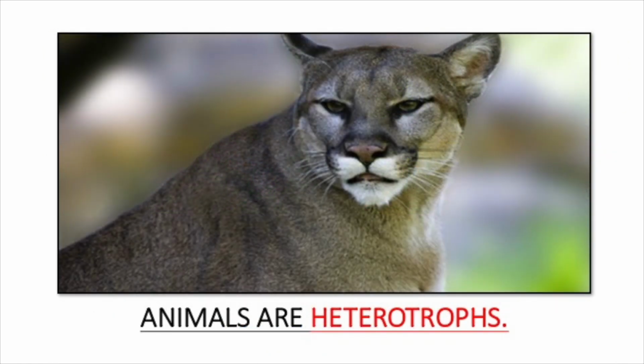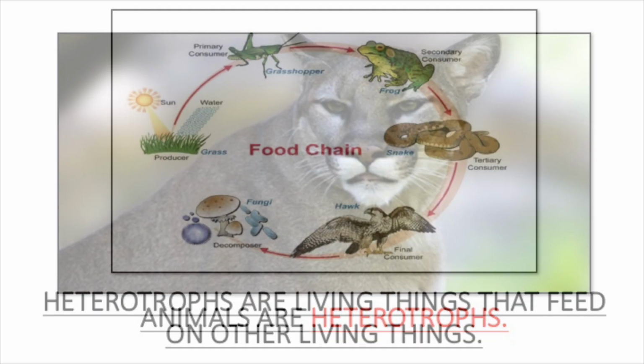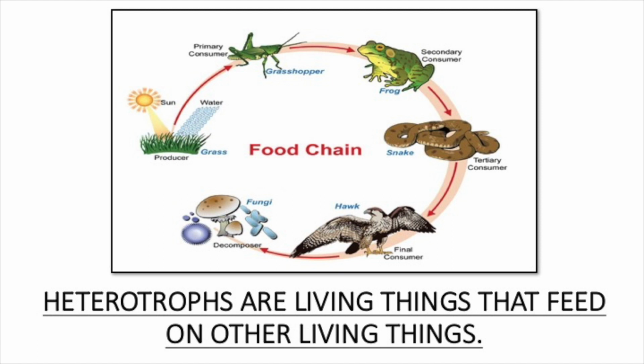And now, onto our next category, animals. Now, animals are, ready for this, heterotrophs. Heterotrophs. Can anybody remember what that means? Tiger's one, tiger's an animal. Heterotrophs are living things that eat other living things to survive. Like when an elephant is eaten by a lion, the lion is a heterotroph. It eats other living things to survive. You see? Heterotrophs are living things that feed on other living things.